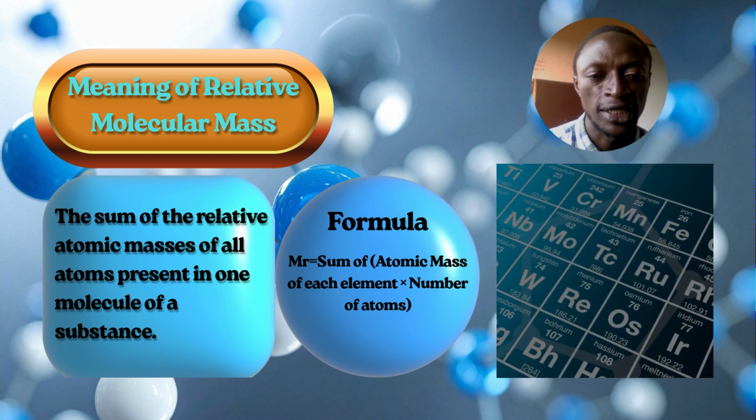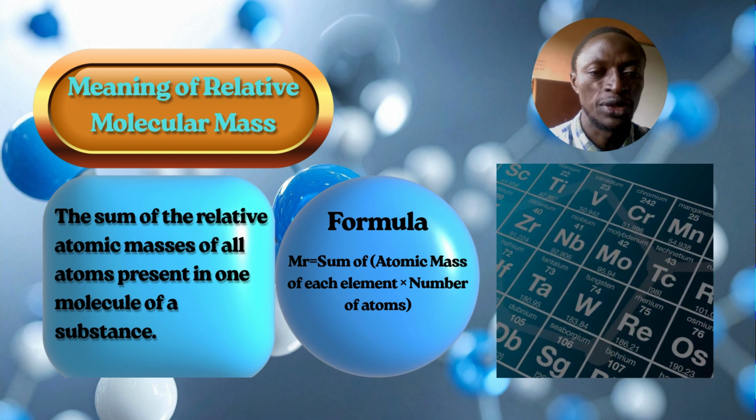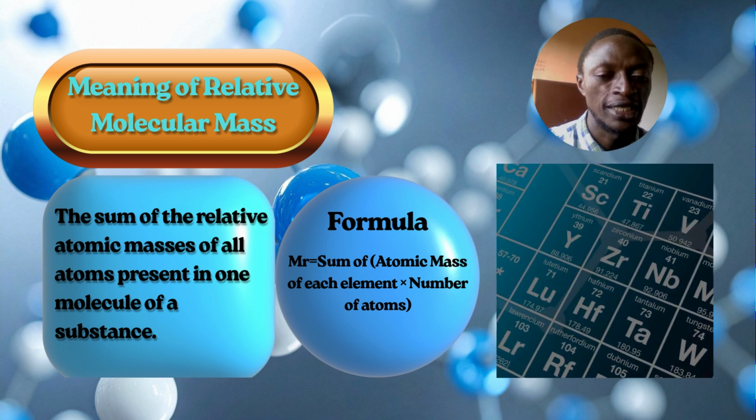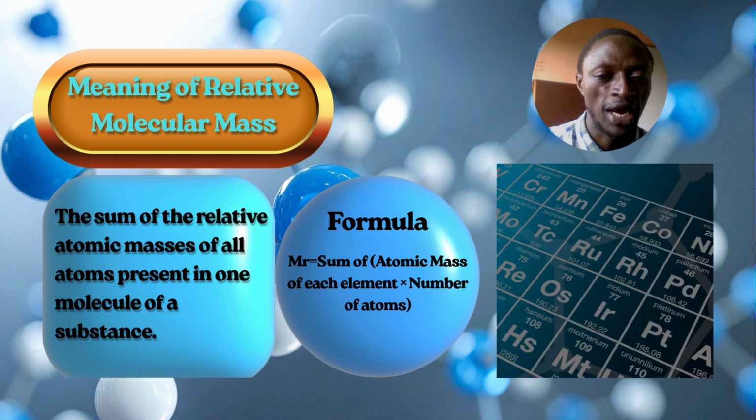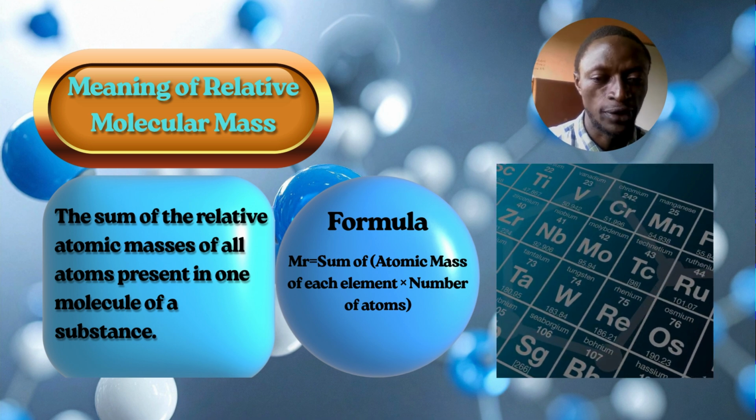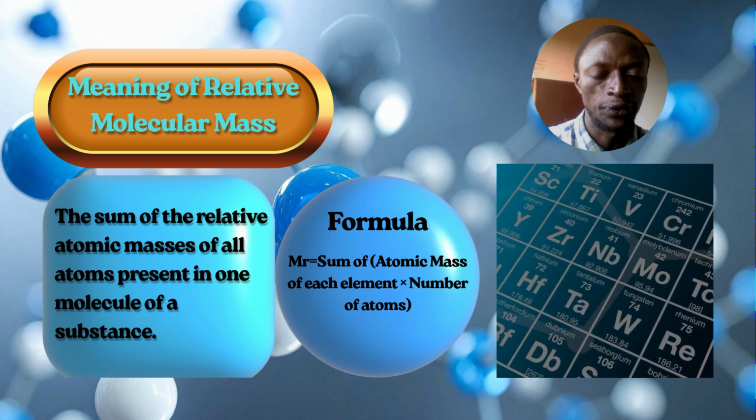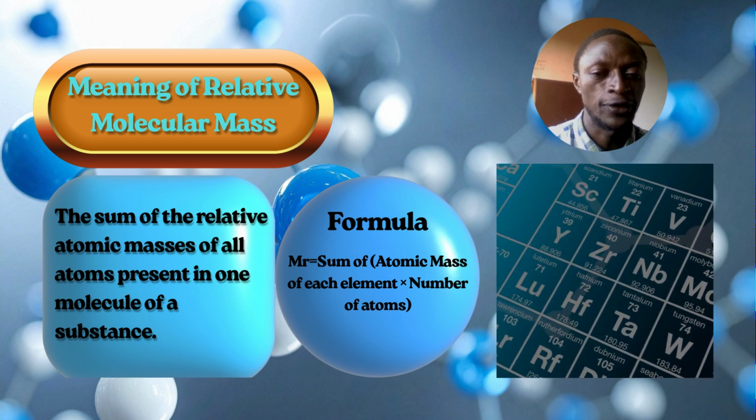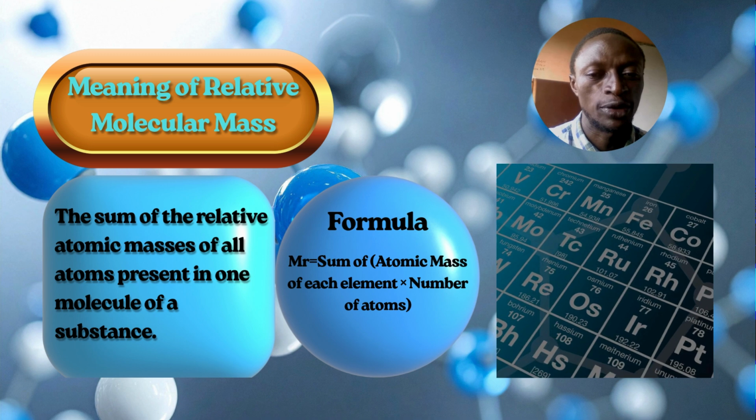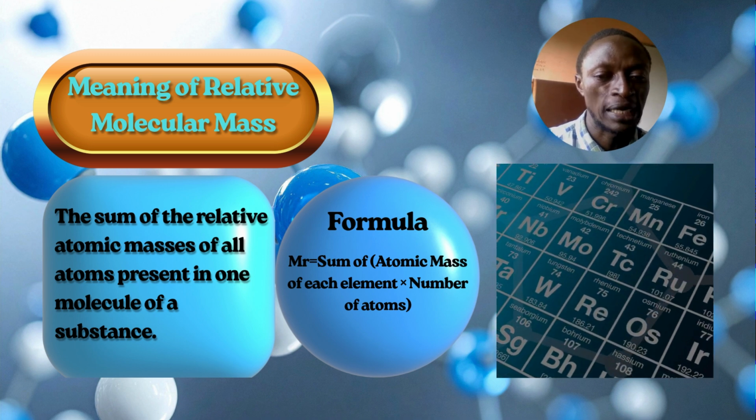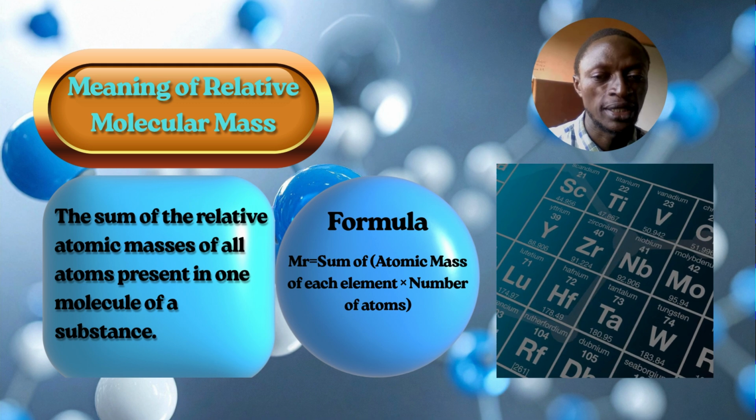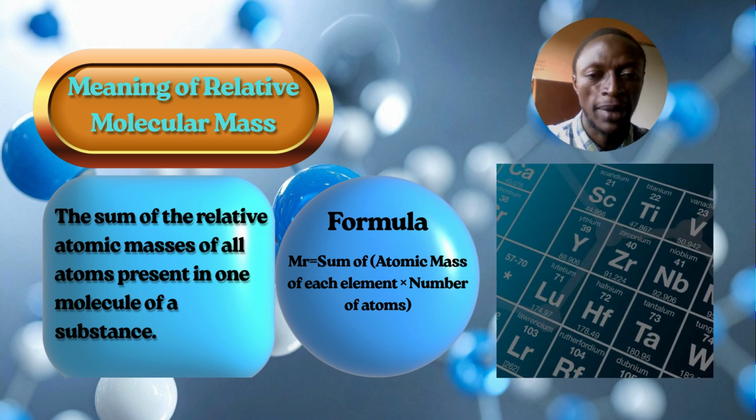For example, let's say we have a common salt, the salt we use at home, and the name is sodium chloride. We have the sodium and we have the chlorine atom joined together to form that compound. Now, if you know the mass number of sodium and the mass number for chlorine, when you add these together, it will give us the mass of 1 mole of that sodium chloride. That's what relative molecular mass is.